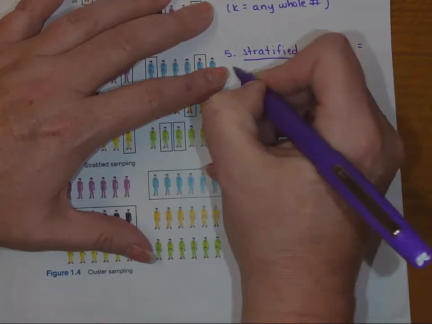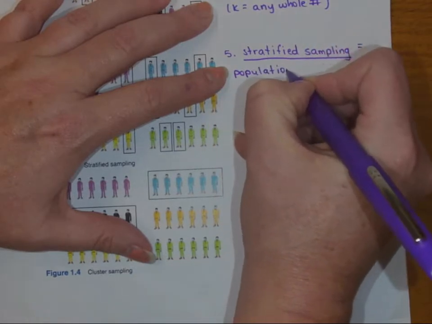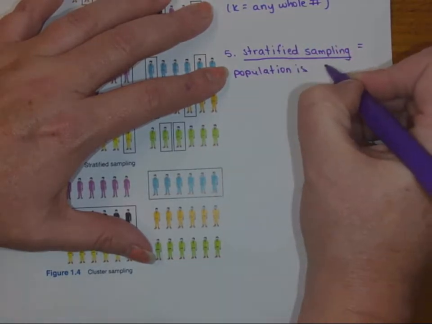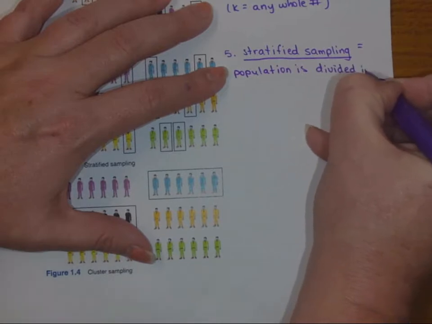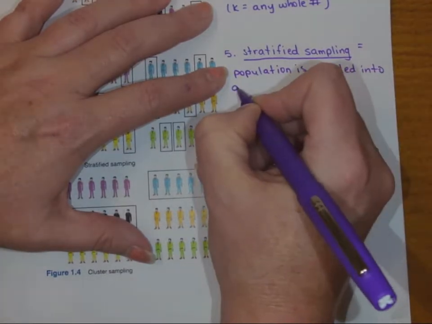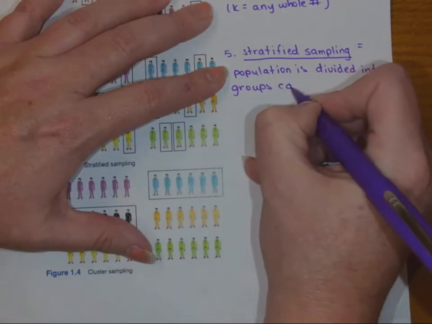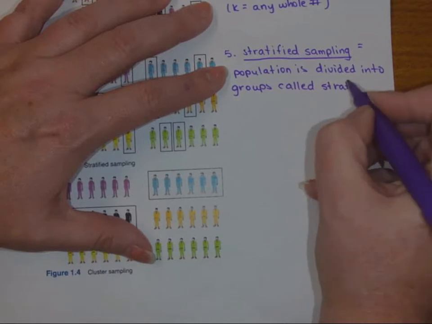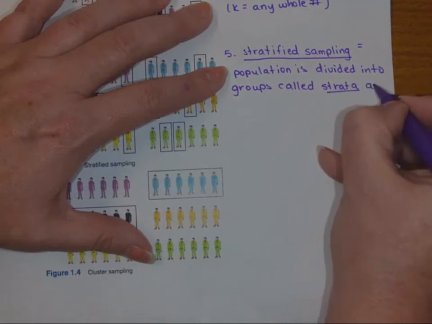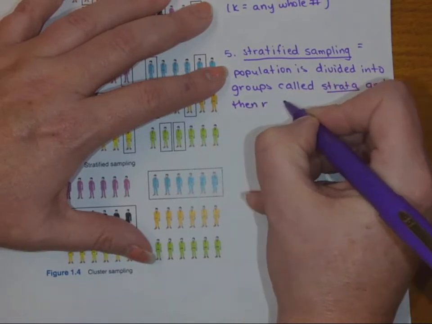And so this is where the population, or the bigger group, is divided into groups called strata. And then random samples are chosen from each group.